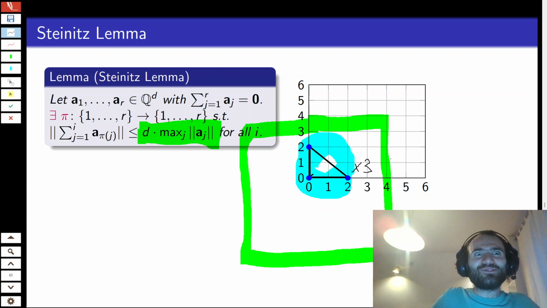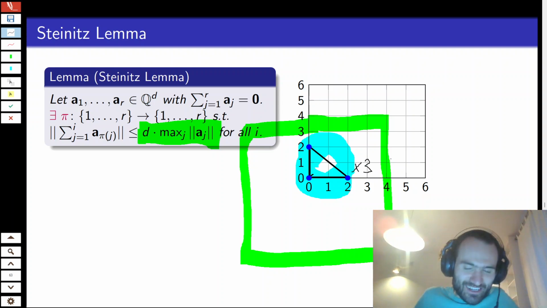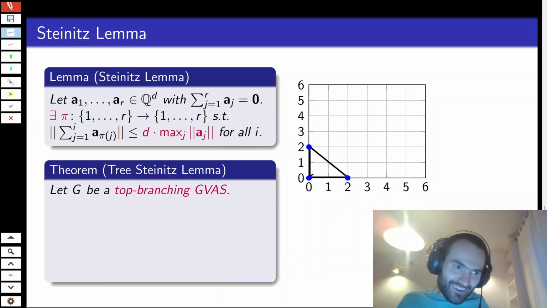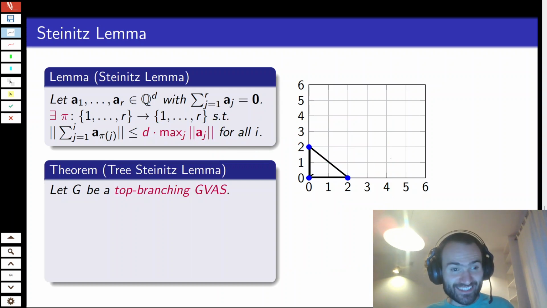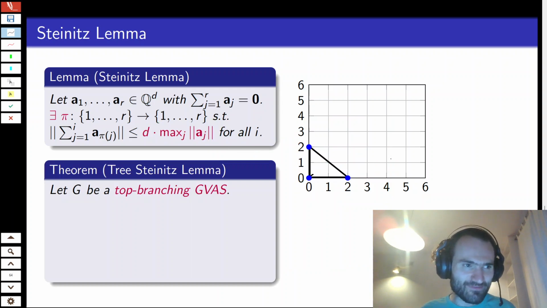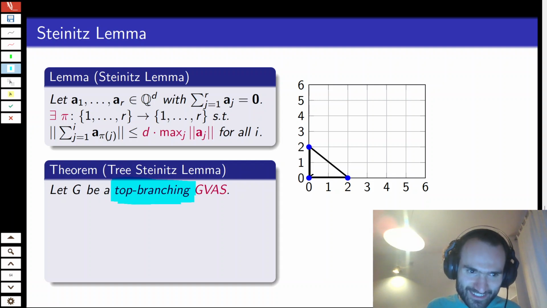Of course, in general, the proof is not that easy, but this lemma is very well known. Okay, what's not as well known, in fact, this is one of our new ideas for the algorithm, is that we can extend this to GVAS appropriately. And here, this is the first location where top branching GVAS make an appearance. We will see in the proof, and we will in fact also see in the further conditions, that this is a very, very crucial assumption for this.